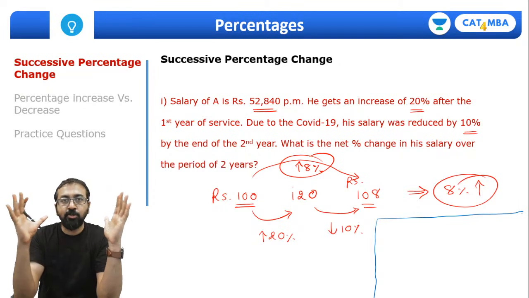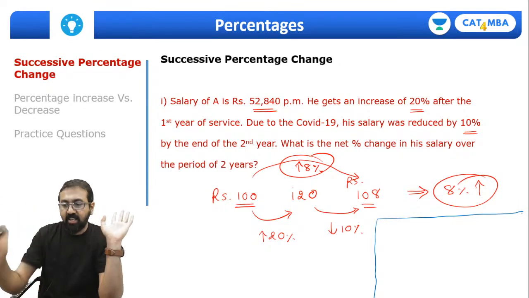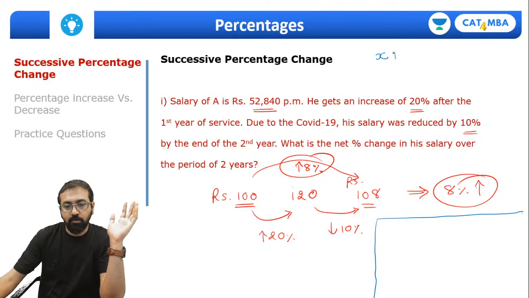There is one more way to solve this problem, to calculate the net percentage change due to two successive percentage changes. There is one more way, and we can apply a formula. So here is that formula. If you want, you can use this formula also: x plus y plus xy upon 100. So this is the formula for this one.